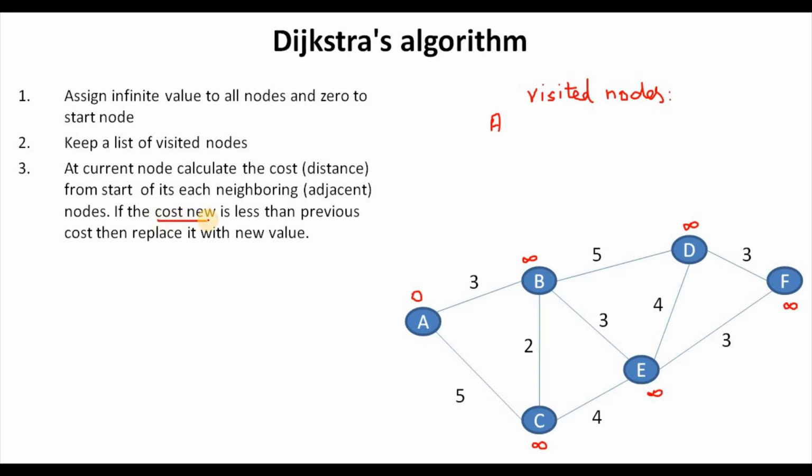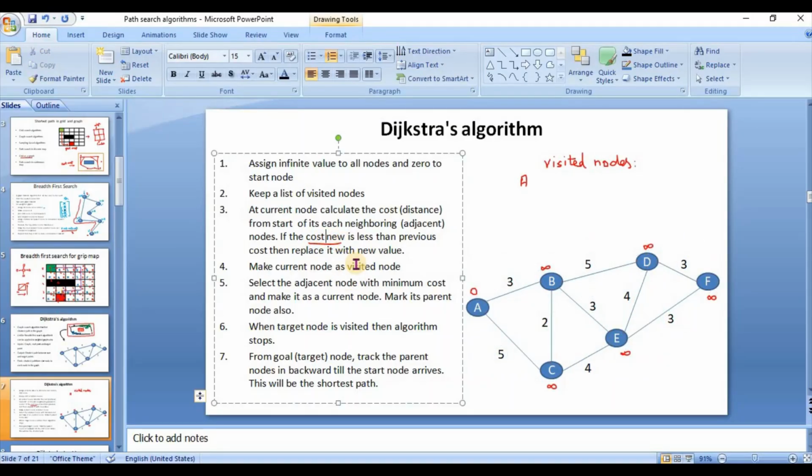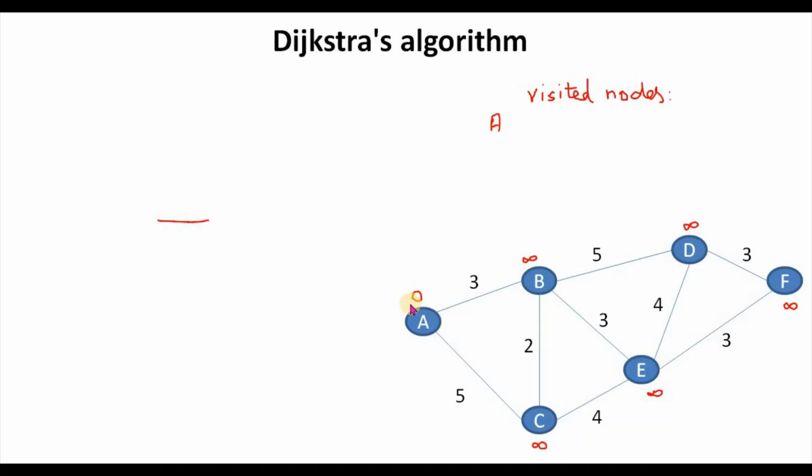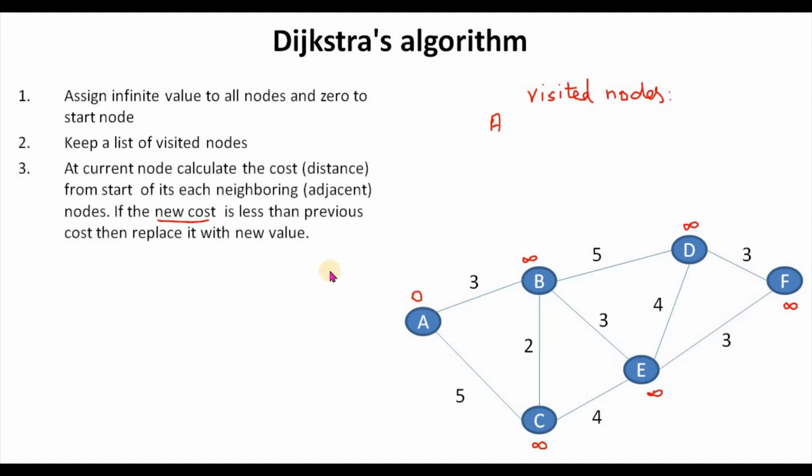Here is a mistake. It's actually a new cost here. It should be a new cost. So let's correct it. Okay, it's a new cost. If the new cost is less than the previous cost, then replace it with the new value.